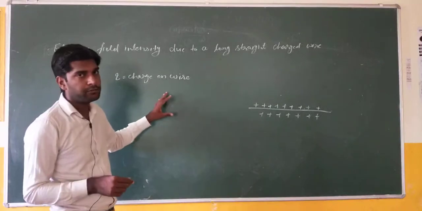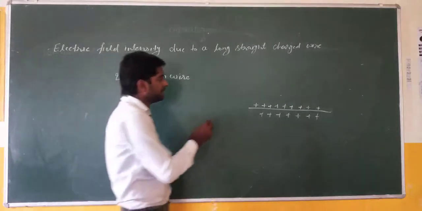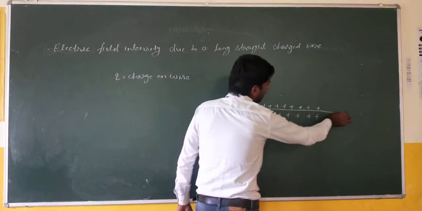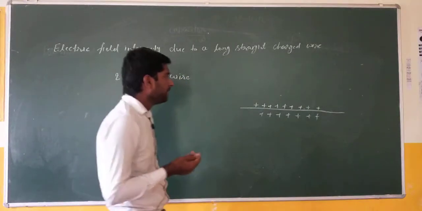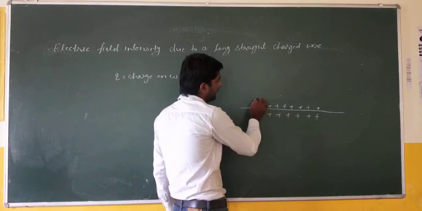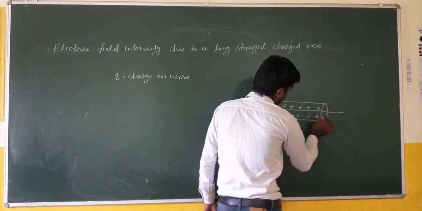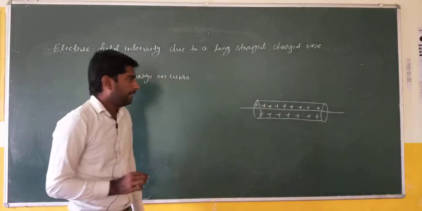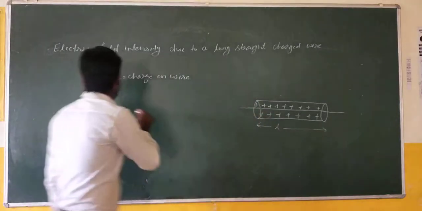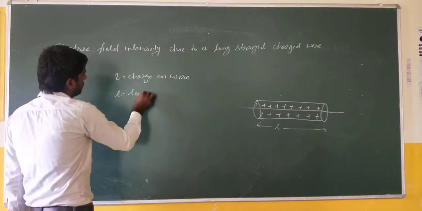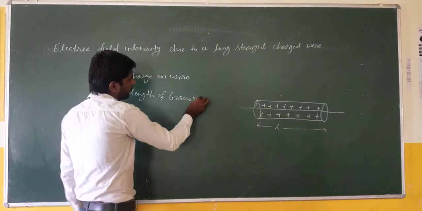Actually this is the application of Gauss law. So we will use the Gauss law in calculating the electric field. This is a straight charge wire, so to calculate the electric field intensity, we consider a Gaussian surface. I am considering a Gaussian surface which is cylindrical, and the length of this surface is small l. So l is the length of the Gaussian surface.